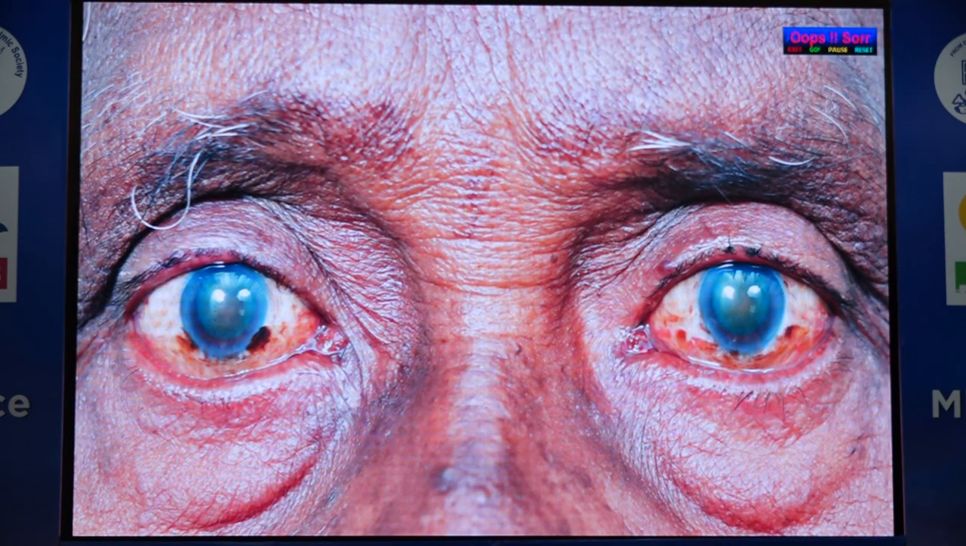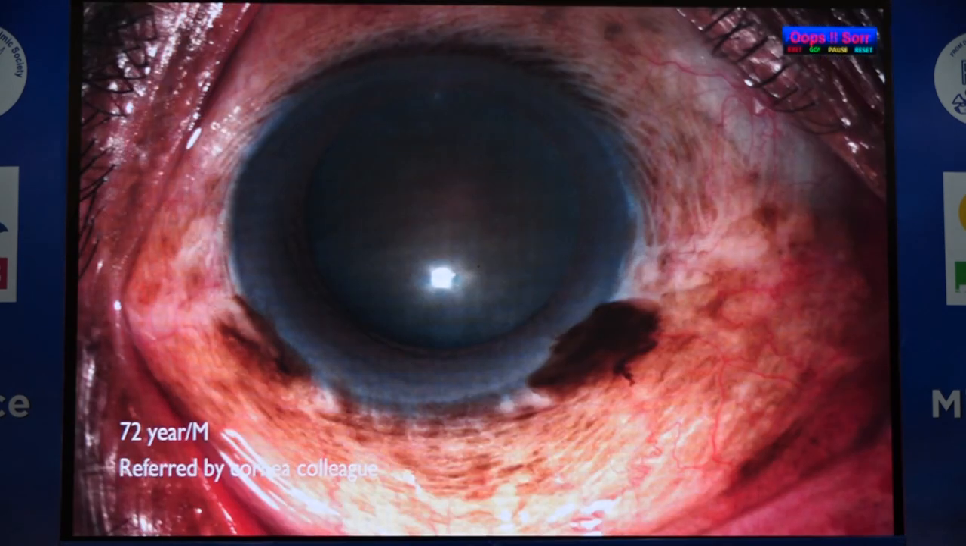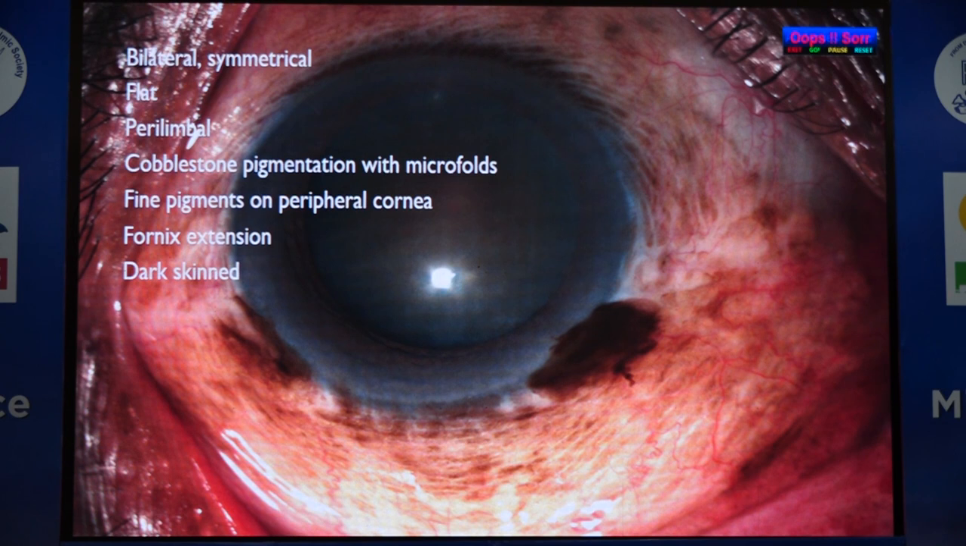So again, this was a very funny case. This particular patient was referred by a cornea colleague. On table, they deferred the cataract surgery because they wanted us to rule out conjunctival melanoma. So what do we see here?